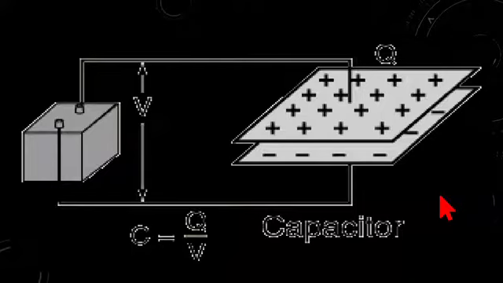Summary. What we learned from this: capacitor is a passive component. It consists of two parallel plates separated by dielectric. Dielectric is an insulator. One plate gets positive charge and the other plate gets negative charge.